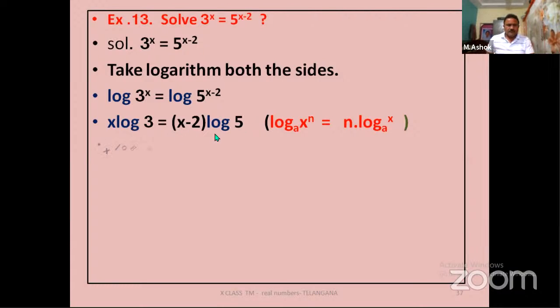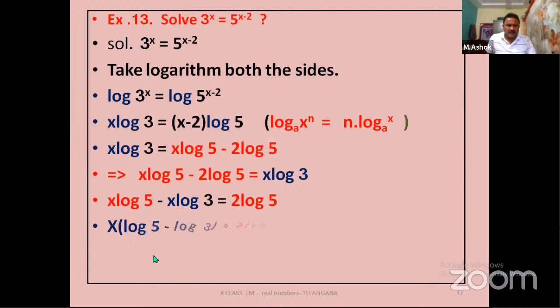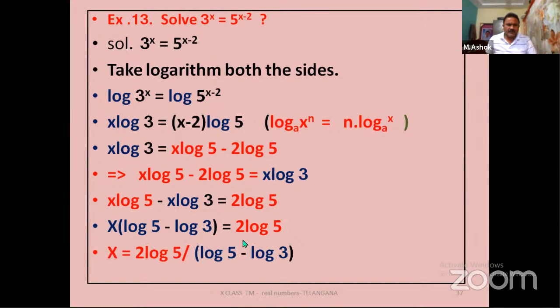Now x log 3 is equal to, I am multiplying log 5 inside, so x into log 5 minus 2 into log 5. Here is x, there is x. Bring all to one side. So x log 5 minus 2 log 5 is equal to x log 3. Rearranging, I am bringing x log 3 to the left side and minus 2 log 5 to the right side. Taking x common, x into log 5 minus log 3 is equal to 2 log 5. We require the x value, so 2 log 5 goes to the other side and becomes division. So 2 log 5 by log 5 minus log 3 is the value of x.